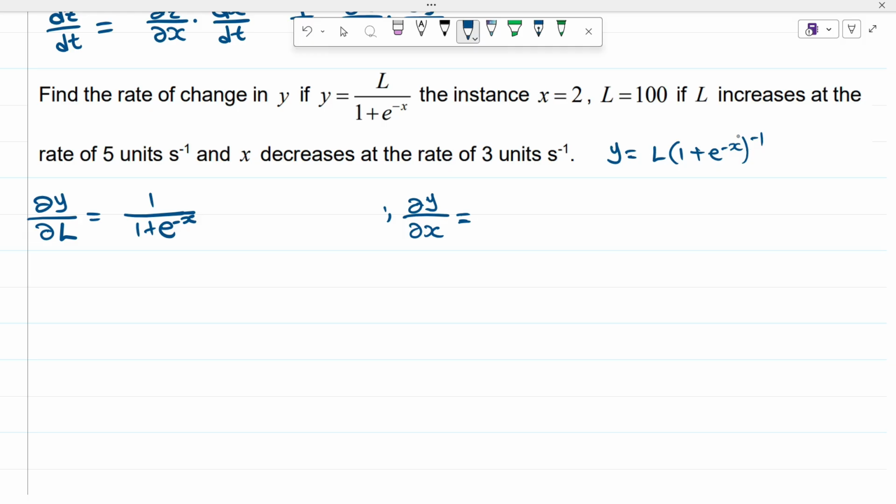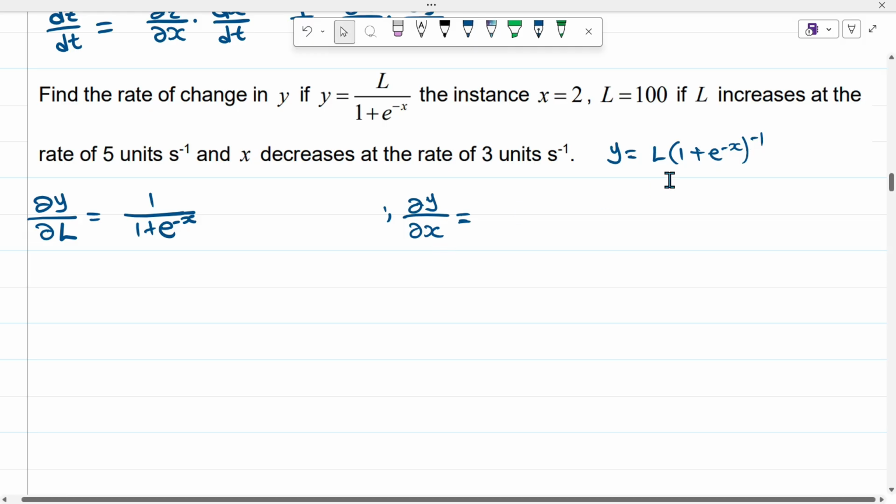Then L is a constant if we are differentiating with respect to x. So there's going to be negative 1 times L, and then this bracket to the power negative 2, multiplied by e to the power negative x, multiplied by negative 1.